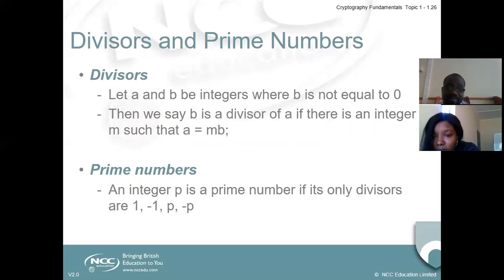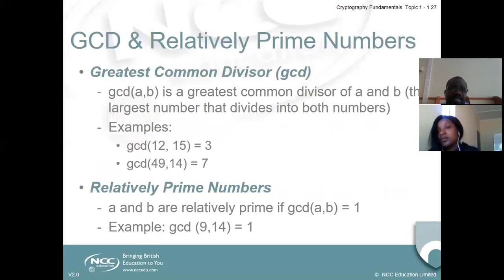Those are divisors. Then prime numbers: an integer P is a prime number if its only divisors are 1, -1, P, and -P. Then GCD and relative prime numbers. GCD(A, B) is the greatest common divisor of A and B, the largest number that divides into both numbers.